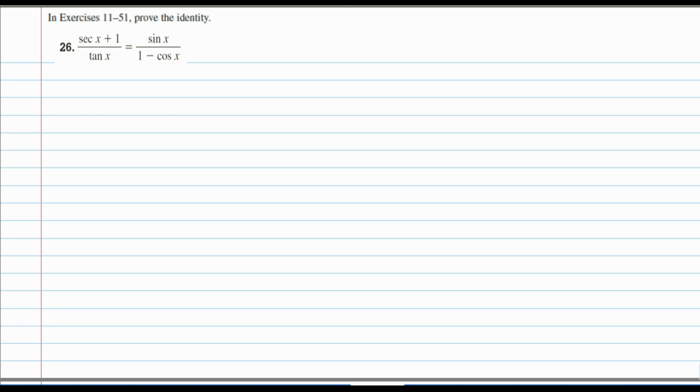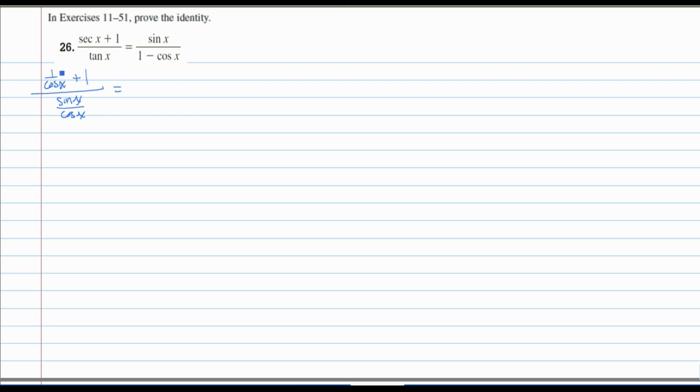This extra example I want to show you has a difference of squares on either side, but now one is in terms of secant and tangent, and the other one is in terms of sine and cosine. I think it's easier to start with the side with secant and tangent because it's easy to change those into sines and cosines versus the other way. So I am going to work with the left side first. I'm going to first change secant to 1 over cosine of x plus 1, and then change tangent to sine of x over cosine of x.